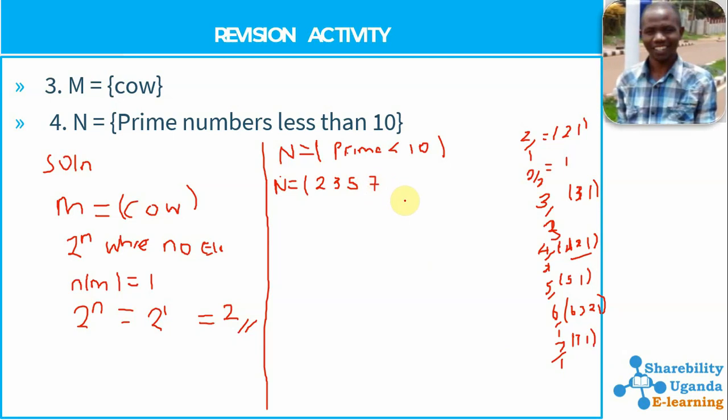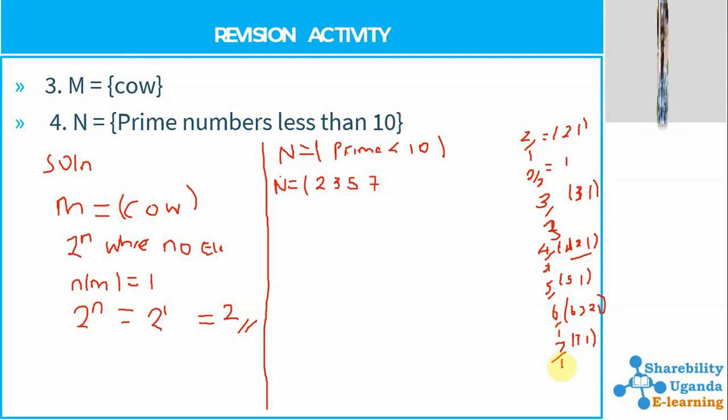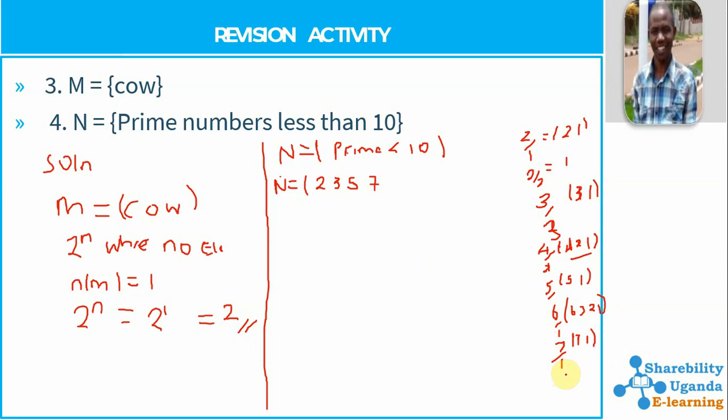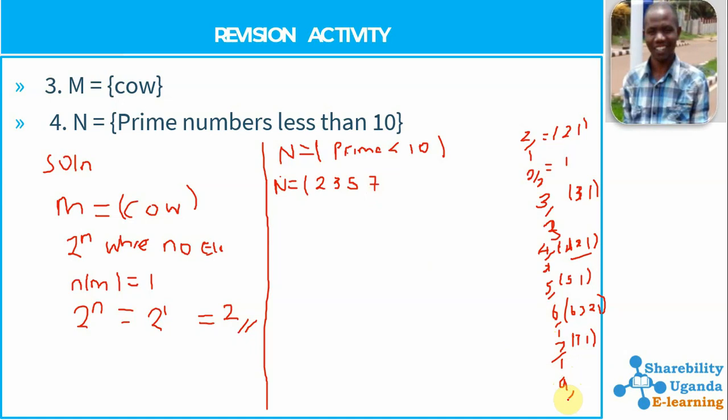Okay. So using that method, you can be able to prove whether a number is a prime number or it is not a prime number. Also, when we try 8, of course 8 has several factors. Also, when you try 9, it also has 1 and itself.